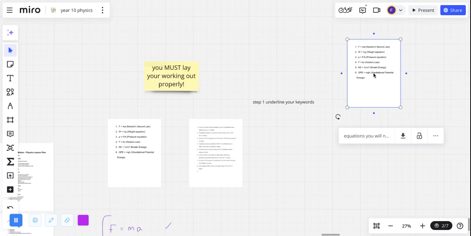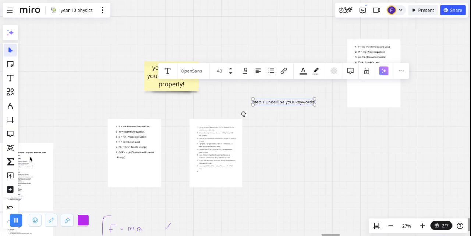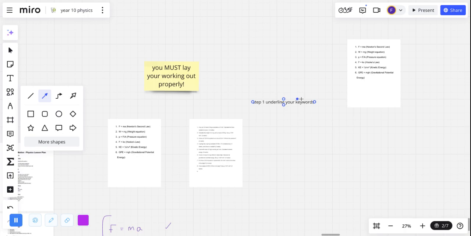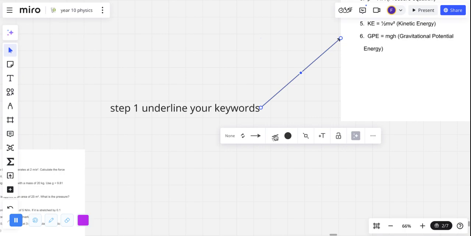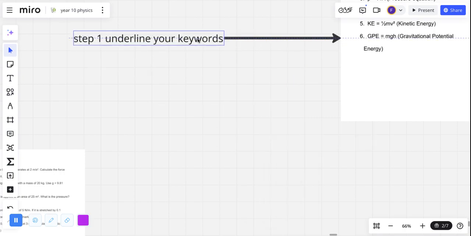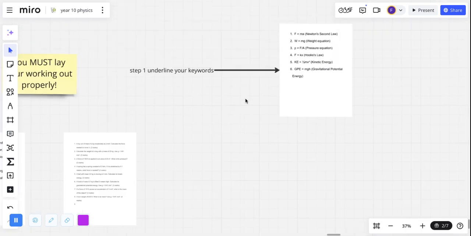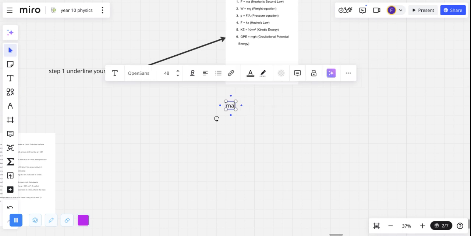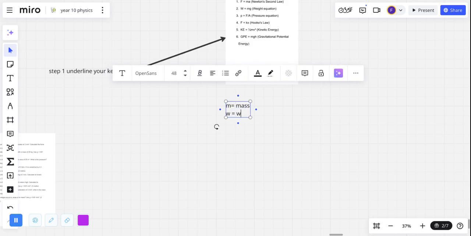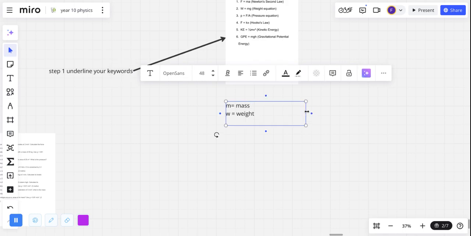Keywords are things that we teach you in class, things in your revision guide. These are keywords, okay? So in today's session, your keywords have everything to do with the equations, the formula sheet, the equations that I'm going to use here. That's what they are. So which ones am I using? I'm going to talk about mass. So M is mass. We're going to talk about W, which is weight. We're going to talk about gravity, which is G.